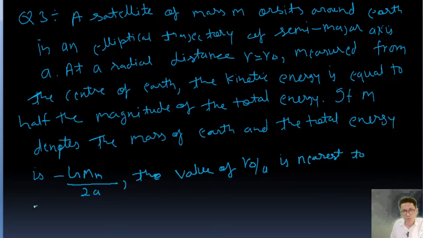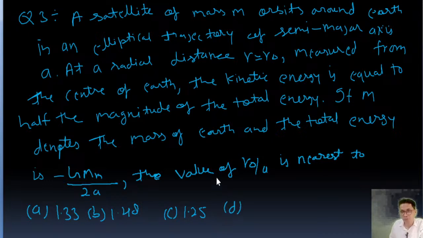So the options are: option A is 1.33, option B is 1.48, option C is 1.25, and option D is 1.67. So these are the options, guys.